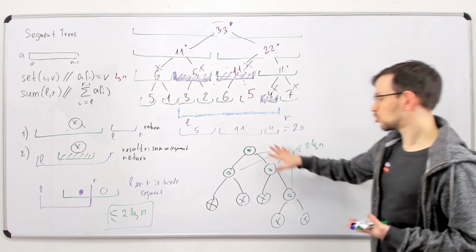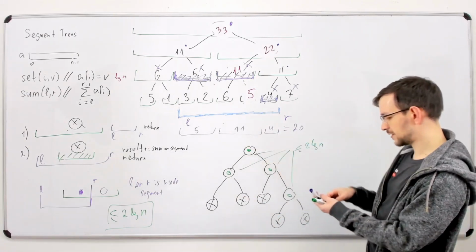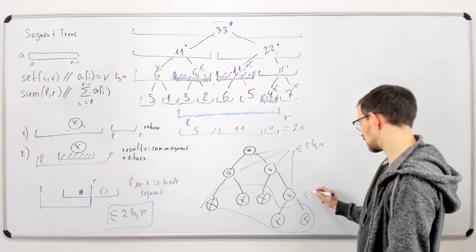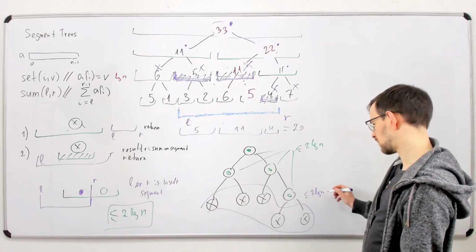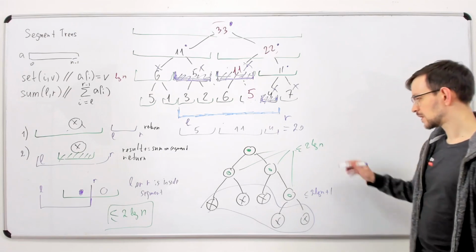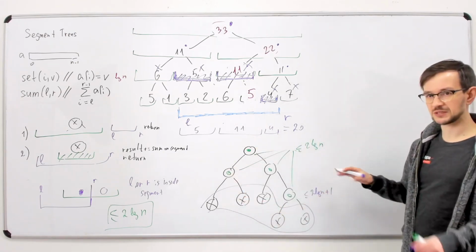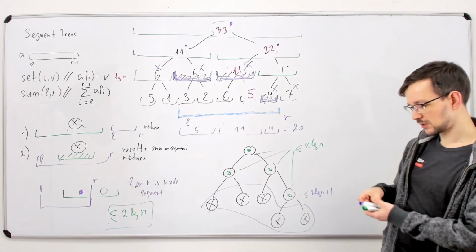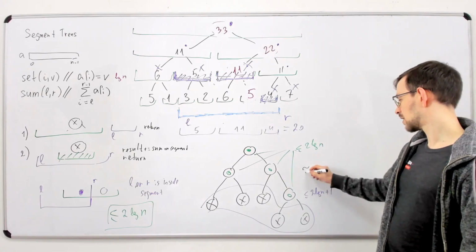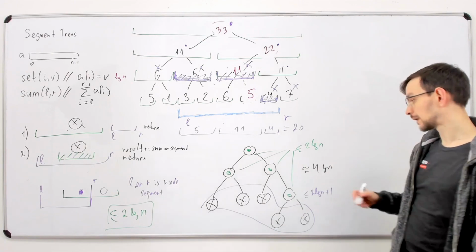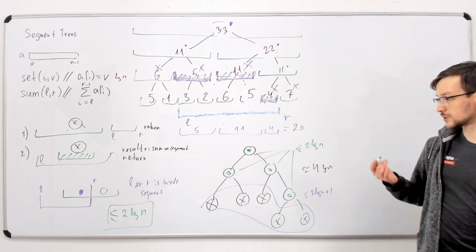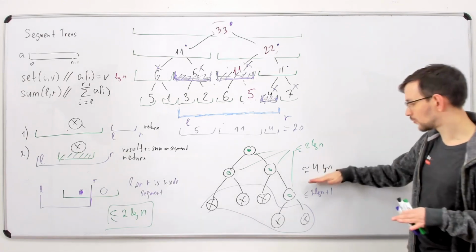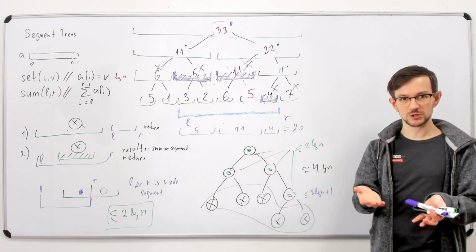So the total number of nodes: if you have log n of these nodes, then we have at most 2 log n plus 1 maybe nodes here. So the total number of nodes we visit in this procedure will be up to 4 log n. That's all. Again, this is the total number of nodes we visit during this recursive procedure.